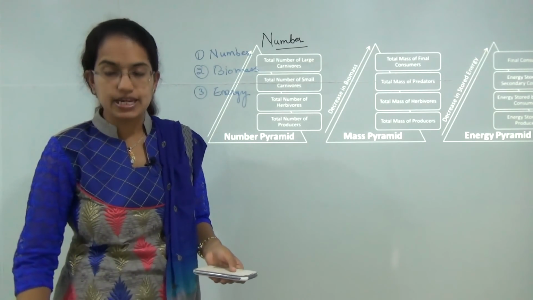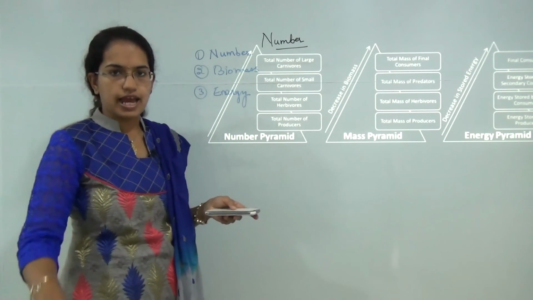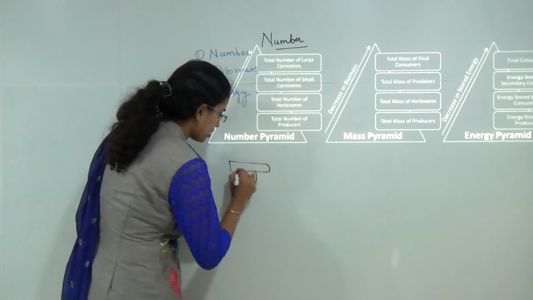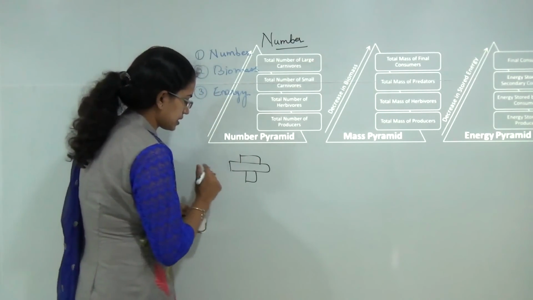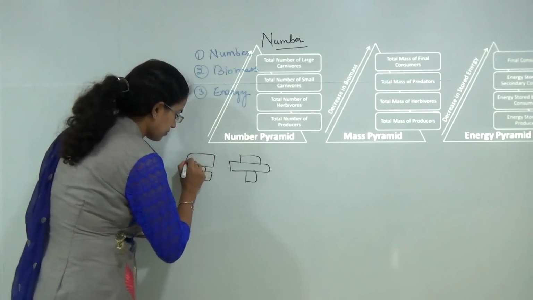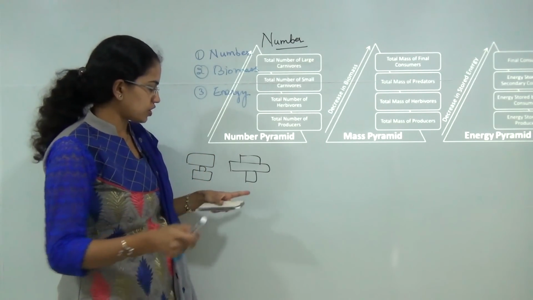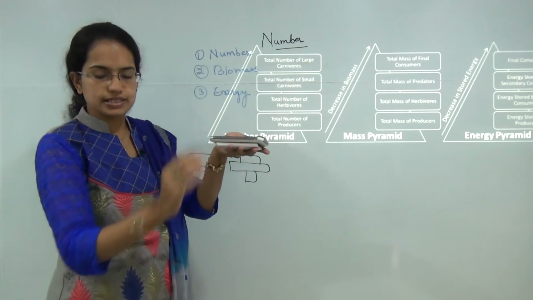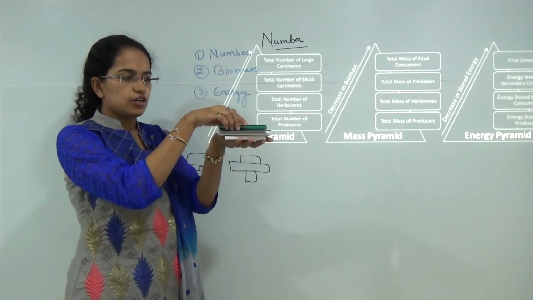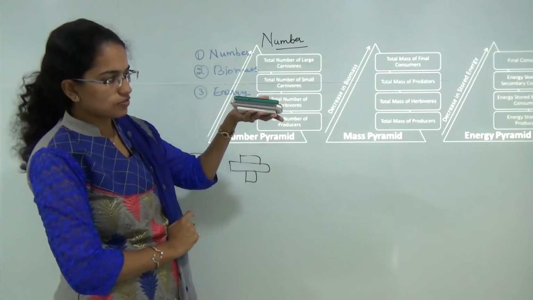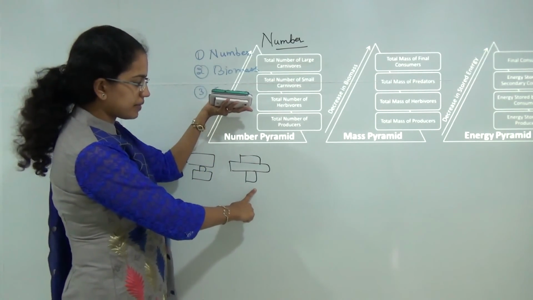Then there can be staggered pyramids. So you have one pyramid. We would be discussing these two kinds of staggered pyramids. Okay, now let's first talk about this. You have few plants, numerous aphids on them, and few ladybirds which feed on those aphids. So this would be a kind of staggered pyramid like this.